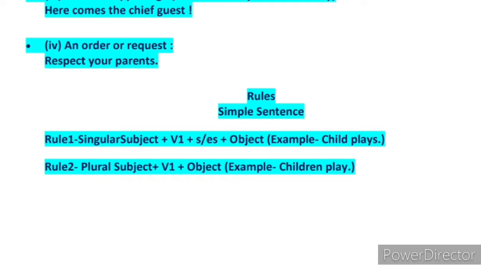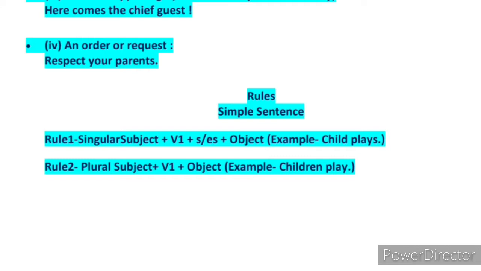Rule 1 is for the singular subject. About the singular subject and plural subject, I hope that the concepts will be clear to you. But here I would like to clear one thing, that is personal pronouns. There are 7 personal pronouns, out of which I, we, you, they are always considered as the plural subject, and the rest, like he, she, it, are always considered as the singular subjects.